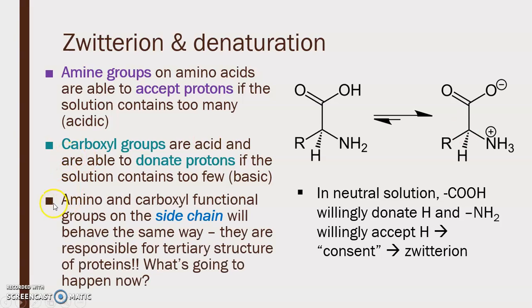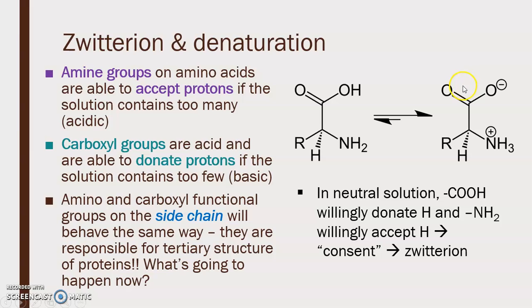But what happens when amino and carboxyl functional groups are on the side chain in the solution, right? They will behave exactly the same way. So if you have a side chain that has an NH2 group, in solution, it will naturally become NH3 with a positive charge, right? Or if you have a COOH group on your side chain, also in a neutral solution, it's going to donate its hydrogen. Yeah? So they will behave the same way.